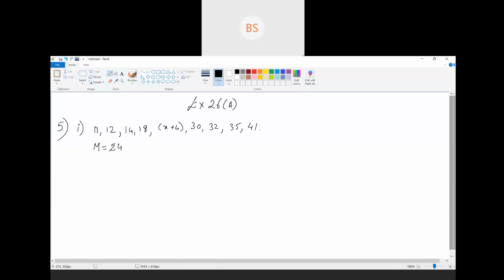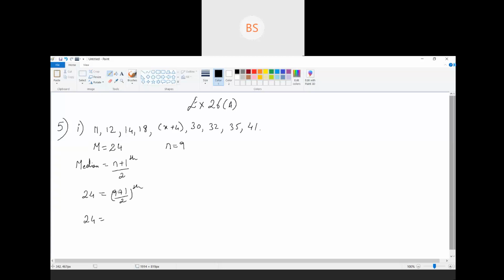Now as we can see here, there are 9 observations given. So here n is 9. Now 9 is an odd number. So the formula we will be using is the n plus 1 by 2 term. Right? So the median is 24. So 24 is equal to the 9 plus 1 by 2 term. So we get 24 is the fifth term.